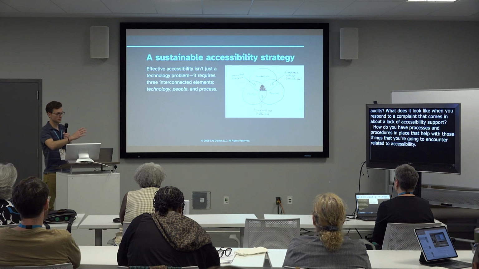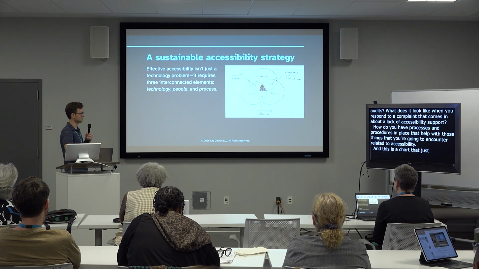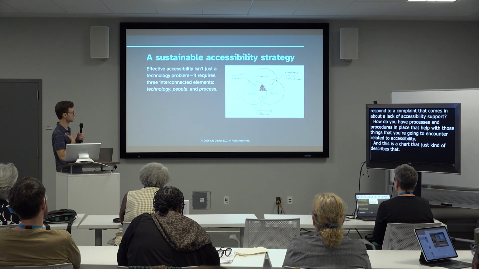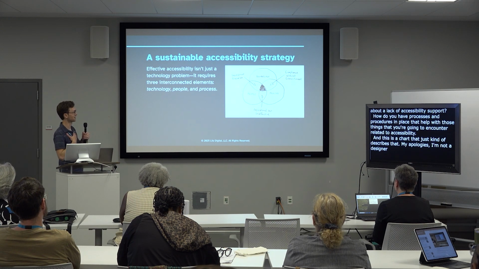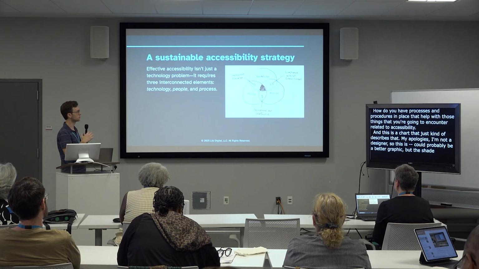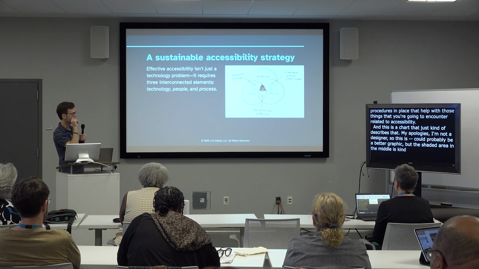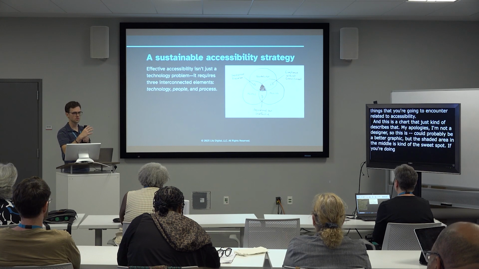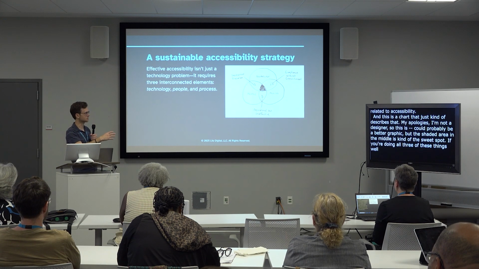And then this is a chart that just describes that. My apologies, I'm not a designer, so this could probably be a better graphic. But the shaded area in the middle is the sweet spot of, if you're doing all three of these things well, you have a well-formed, long-lasting strategy for accessibility.